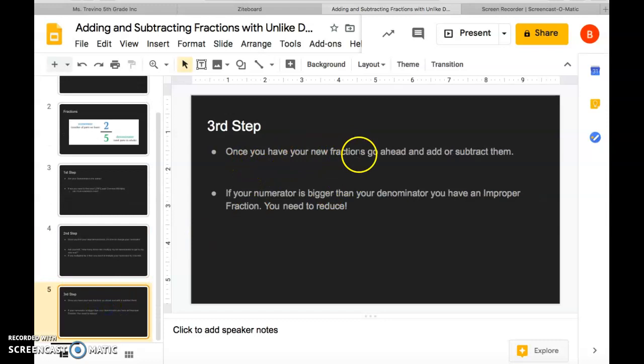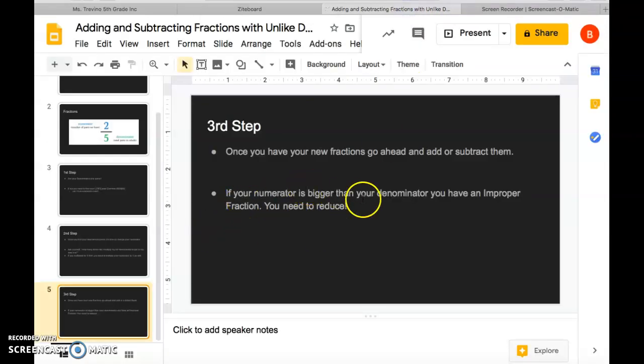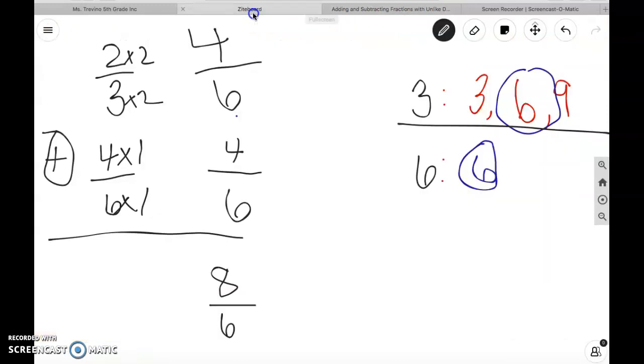Once you have your new fractions, go ahead and add or subtract them. Okay, so coming back over here, it asked us to add them. Our denominator is going to stay as 6, and then we add our numerators. 4 plus 4 gives us 8. Okay? If your numerator is bigger than your denominator, then you have an improper fraction, and we would need to reduce. So is our numerator bigger? Yes, so it's time to reduce.